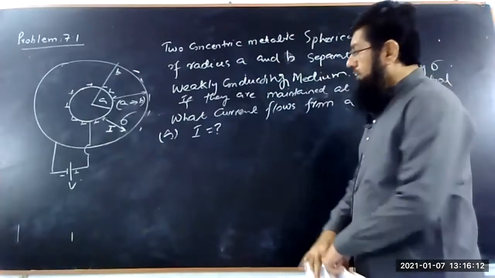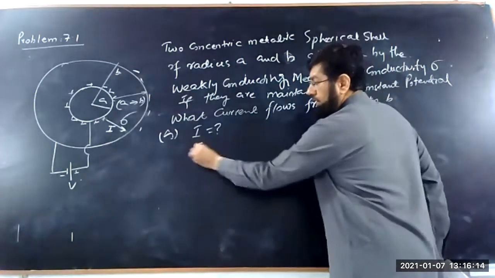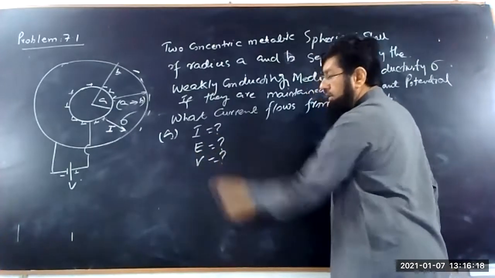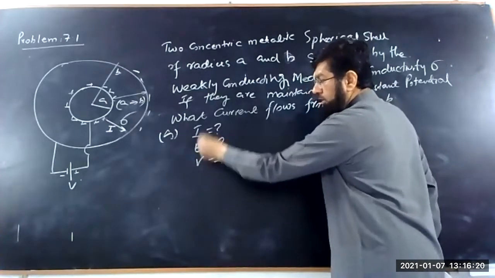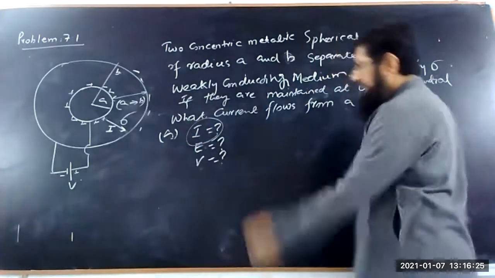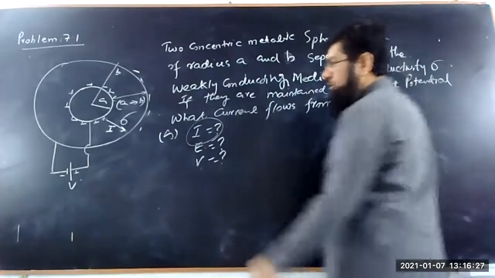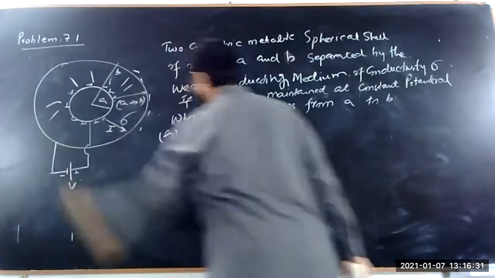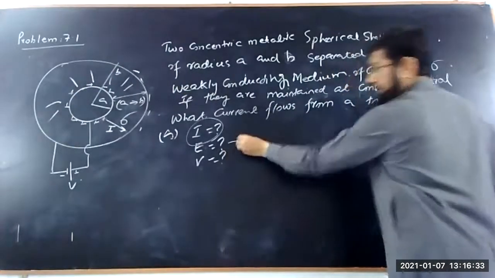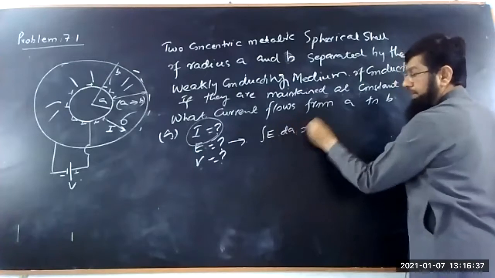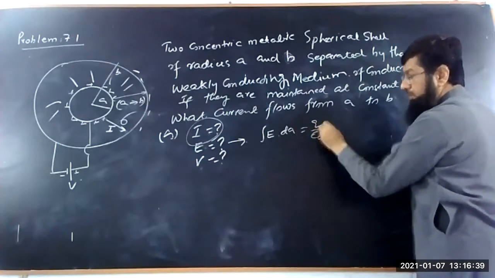In order to find out the current, first we have to find out the electric field. Then we have to find out the potential. If these two are known, then this current can be known. So here the electric field is known from the electric flux. First we are discussing E. The electric lines of force passing through a unit area is equal to Q upon epsilon naught.